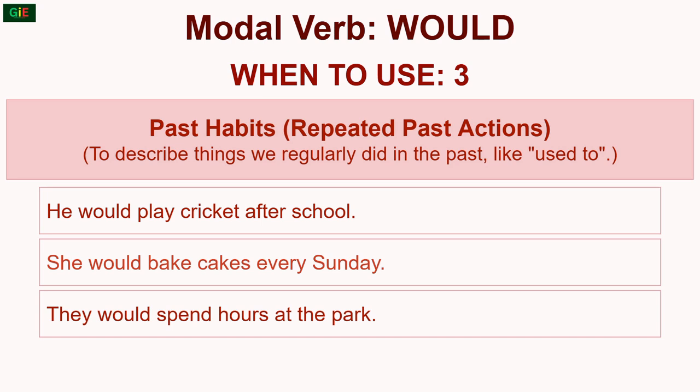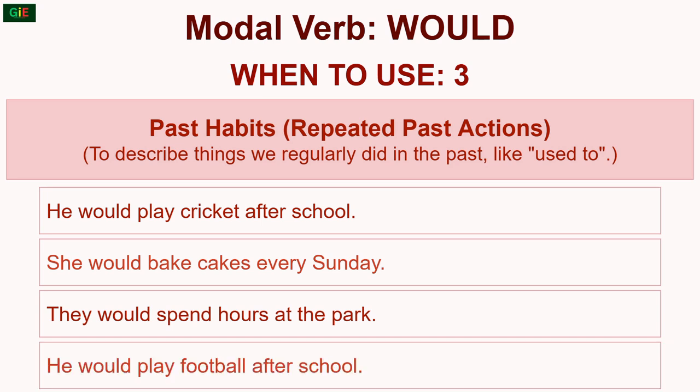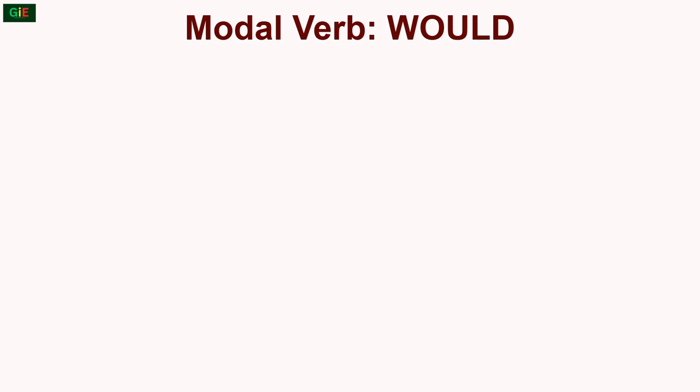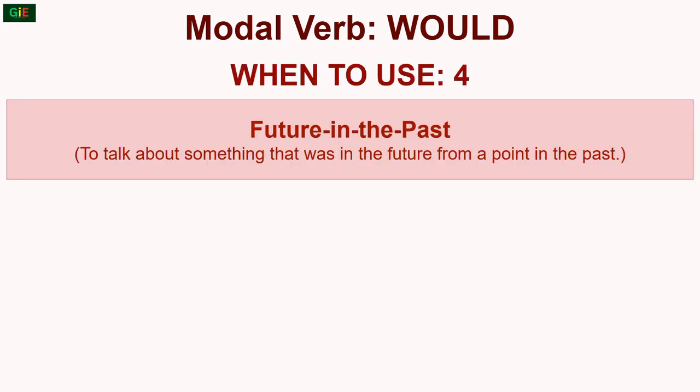They would spend hours at the park. He would play football after school. Modal verb would. When to use. Future in the past. To talk about something that was in the future from a point in the past.